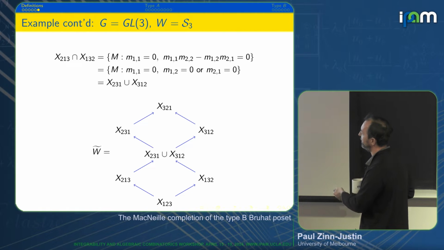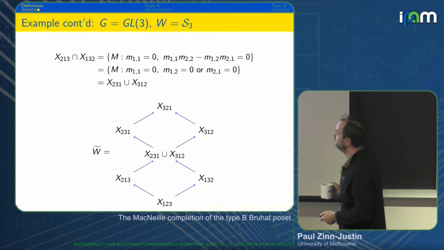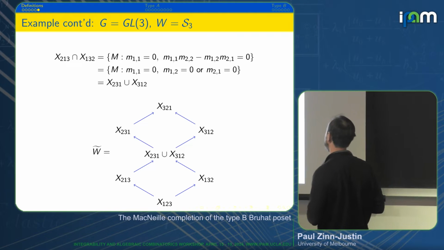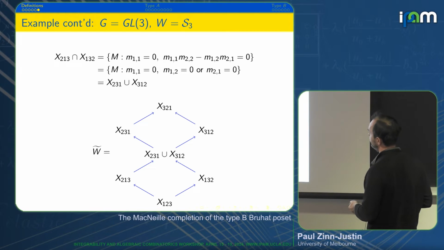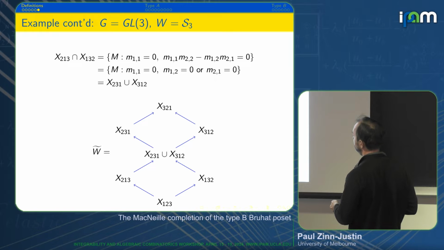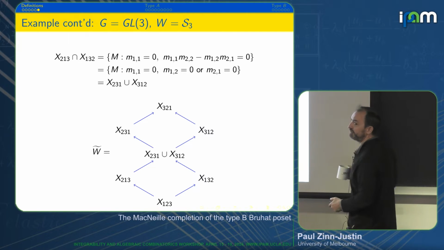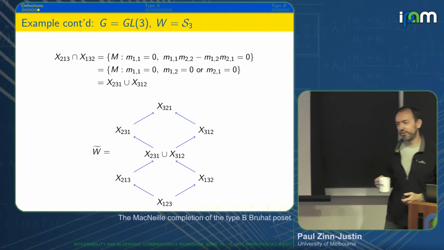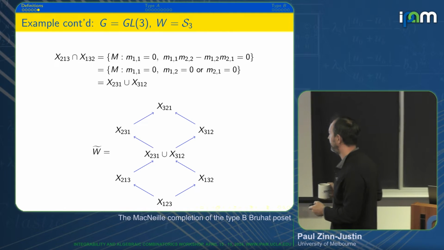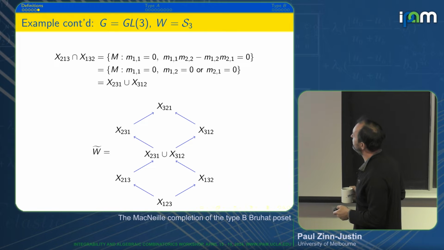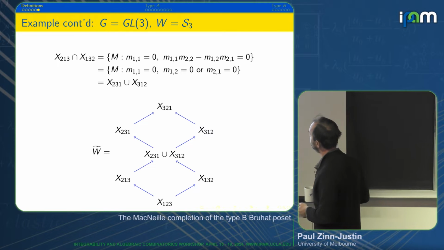So the picture now looks like this. This is your type A GL3 poset. There's one extra element, which you can think of as the intersection of these two or the union of these two. And of course, now you see there are 7 of them. And 7, we saw in the previous talk, is the number of alternating sign matrices. So that's no coincidence. We're going to go through that now.